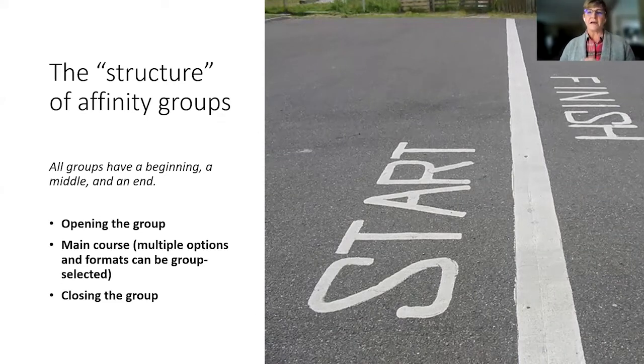So in this next slide, it's a photograph of a road, and there's a white line, and on one side it says start, and on the other side it says finish. The reason we have this picture up here is because every group has a beginning, a middle, and an end. And there is a structure to an affinity group. It's not free form, where we just get together and see what happens. It really is important to have an opening of a group, a main course of the group, where you can have multiple options and formats that can be group selected because all groups are different, and then a closing for your group.